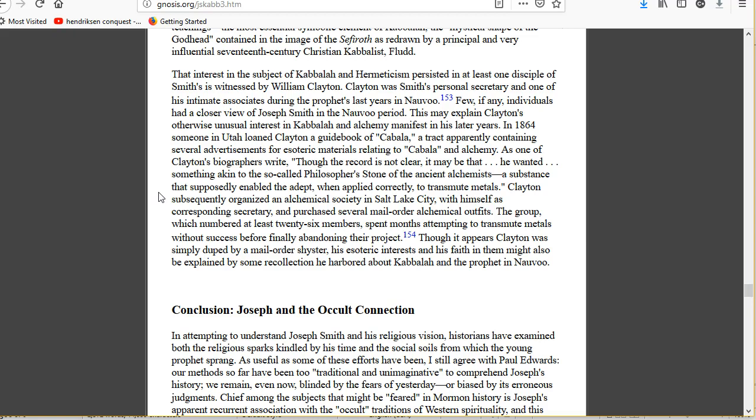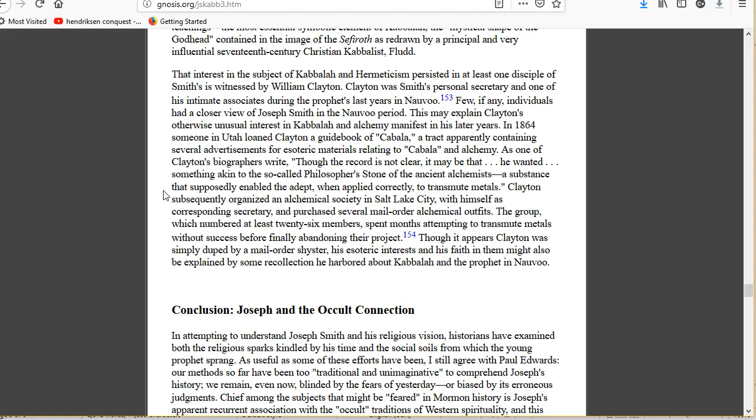That interest in the subject of Kabbalah and Hermeticism persisted in at least one disciple of Smith's, as witnessed by William Clayton. Clayton was Smith's personal secretary and one of his intimate associates during the prophet's last years in Nauvoo. Few, if any, individuals had a closer view of Joseph Smith in the Nauvoo period. This may explain Clayton's otherwise unusual interest in Kabbalah and alchemy manifest in his later years. In 1864, someone in Utah loaned Clayton a guidebook of Kabbalah. Somebody. They just had it handy. A tract apparently containing several advertisements for esoteric materials relating to Kabbalah and alchemy.